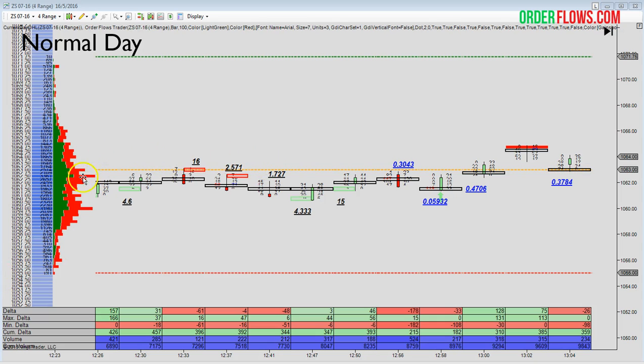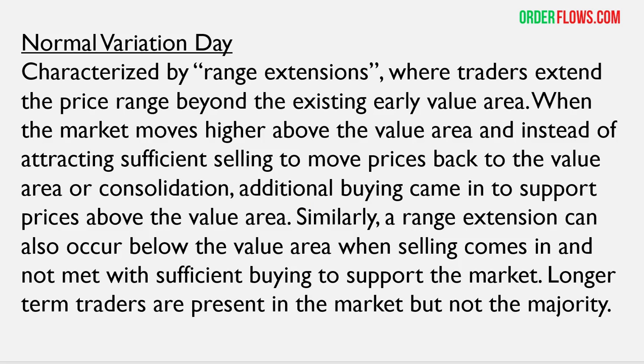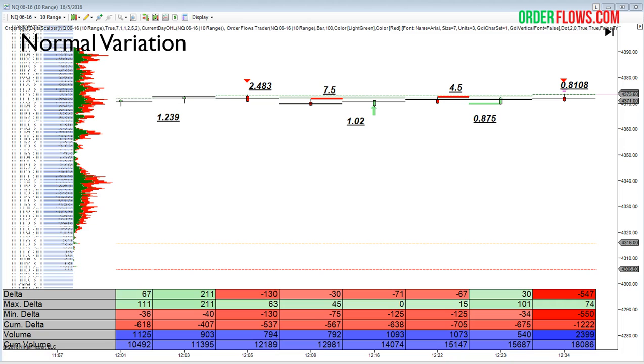Same for a normal day. Your normal day is trading around the opening price. If you get up towards the high, you're probably going to be looking to sell it. If you get near the low, you're going to be looking to buy it. On a normal variation day, you're going to get different value areas. It depends how you want to trade it.